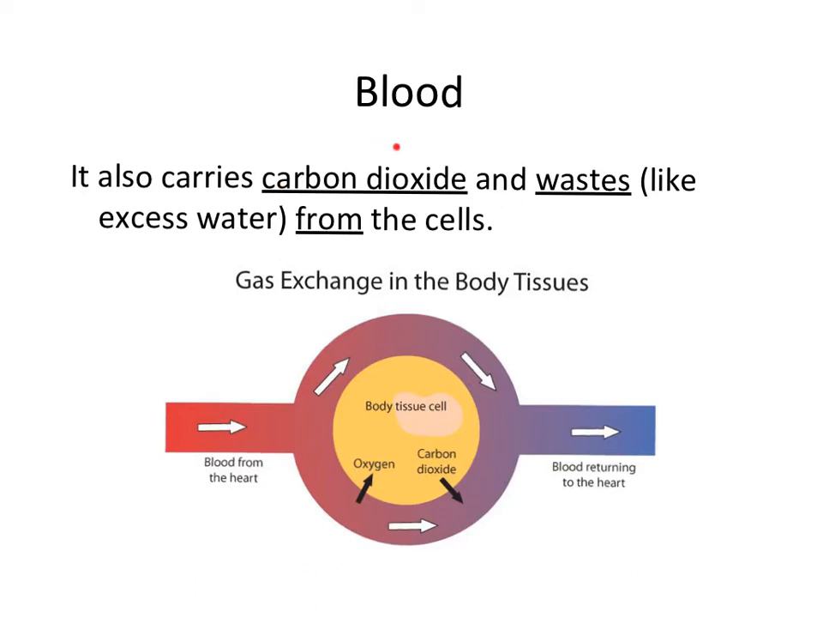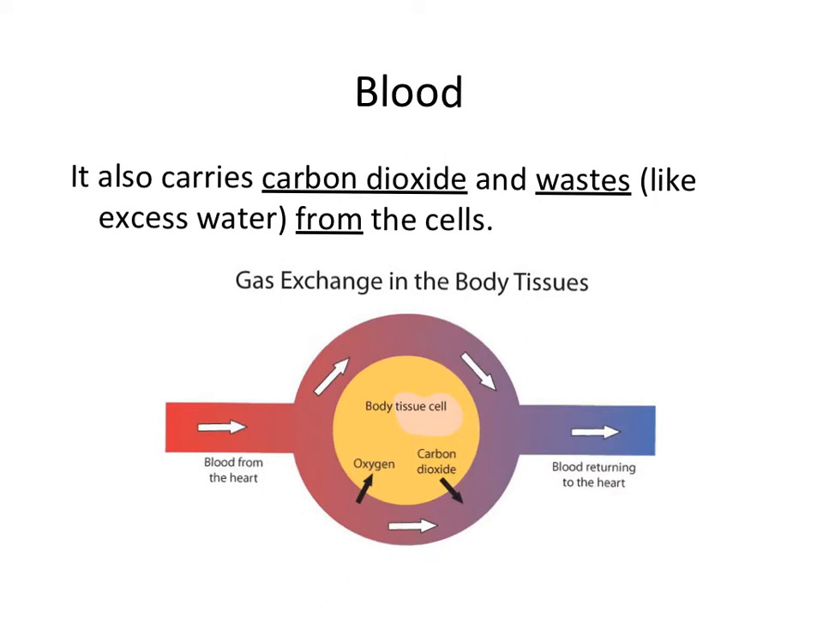So it picks up carbon dioxide in the cells and carries it to the lungs to be exhaled. Blood also carries wastes from the cells, and it takes it wherever it needs to go. In the case of things like excess water, sometimes it's the urinary system. If it's a waste product like maybe lactic acid, then that can travel through the blood and it will eventually go to the liver. So depending on what the waste product is kind of determines where it's going to end up.